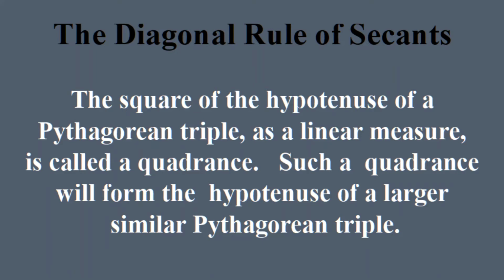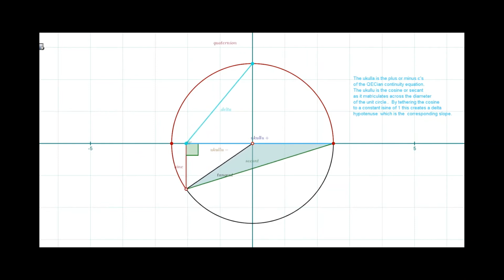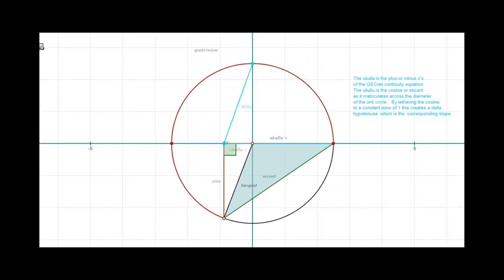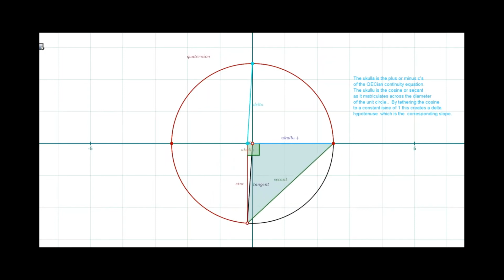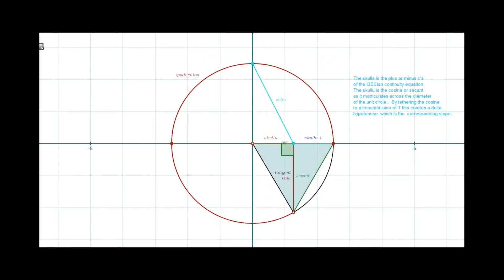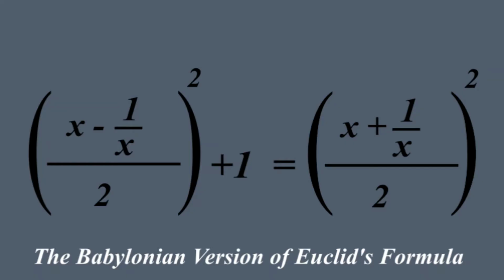families of diagonal triples. Indeed, what we see from the hypotenuses of these triples is that they are variations of the secant, as the sagitta matriculates along the base while allowing the I sign to maintain a constant value of 1. Their interpretation of Euclid's formula, expressed in terms of the diagonal rule, is as follows.